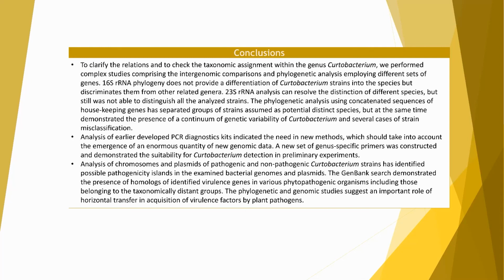Analysis of the chromosomal and plasmid genomes of pathogenic and non-pathogenic Curtobacterium strains has identified pathogenicity islands in the examined bacterial chromosomes and plasmids. The phylogenetic and genomic studies suggest an important role of mobile elements and horizontal transfer in the acquisition of virulence factors by bacterial plant pathogens. The presence of antibiotic resistance genes in mobile elements can testify to the efficiency of antibiotic treatment of the diseases caused by Curtobacterium bacteria. Techniques such as phage therapy can be tried to effectively treat these diseases.